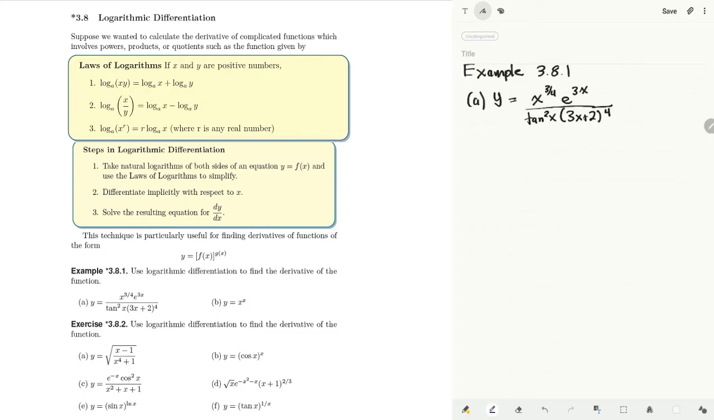So let's find the derivative of this function. The first step is to take the logarithm on both sides of the equation. So we have the natural log of y is equal to the natural log of x to the 3/4 times e to the 3x divided by tan squared x times (3x plus 2) to the power of 4.